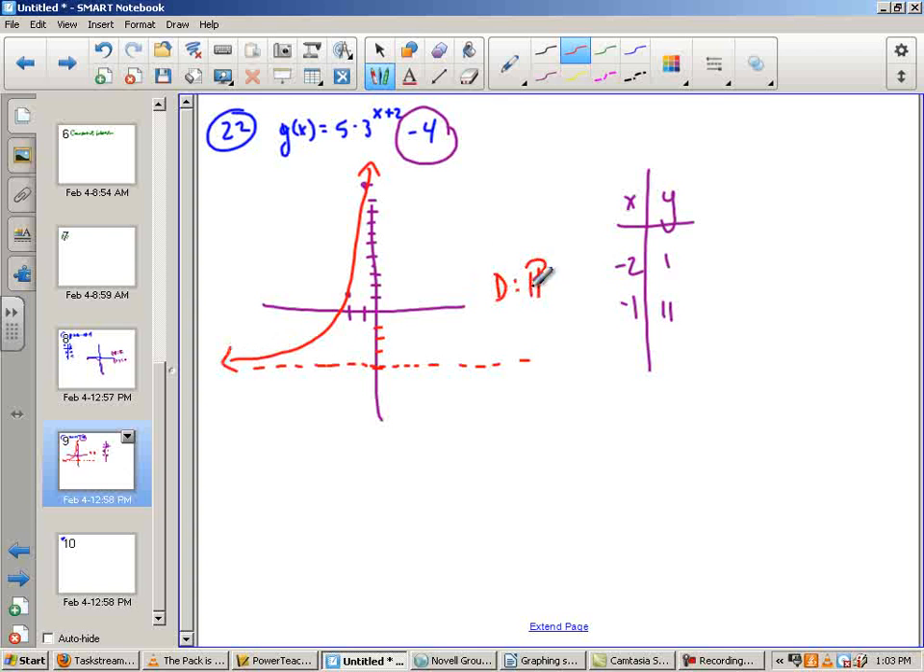My domain, of course, is all reals. My range, though, is y. As they are all bigger, it's growing. It's greater than. And what's that value I can't touch or cross? Negative 4. It'll always be that value right there. Okay, so there's my graph.